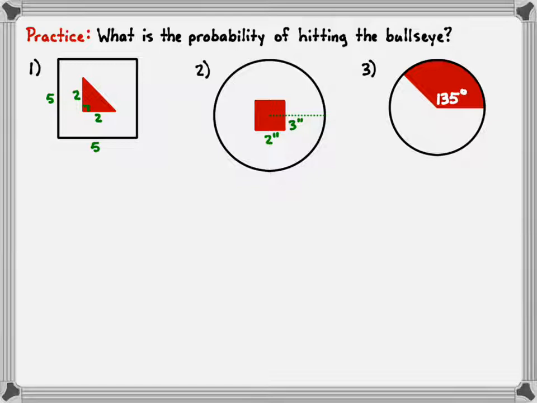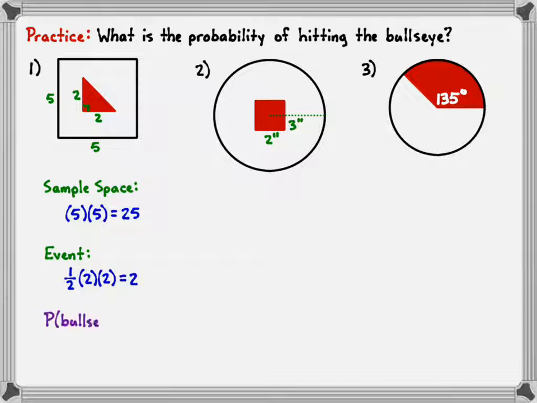For number 1, our goal is to hit the red triangle. And so that is our event space. But the sample space is the square. So the sample space is going to be 5 times 5, which is 25. And again, our event space is trying to hit the triangle. So the area of a triangle is 1/2 base times height. So that'd be 1/2 of 2 times 2, which is 2. And so our probability would end up being 2 out of 25, which can convert to 0.08 as a decimal, or 8%.